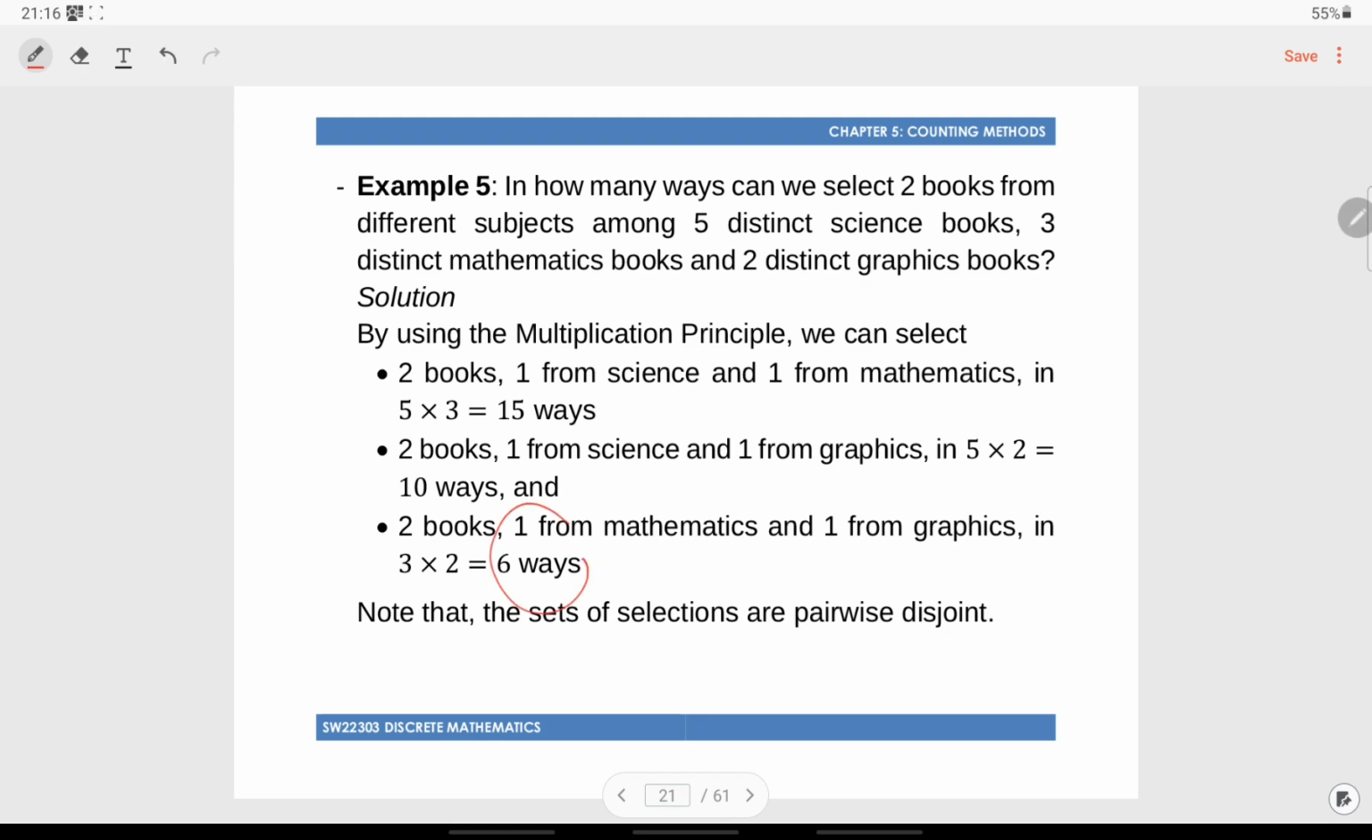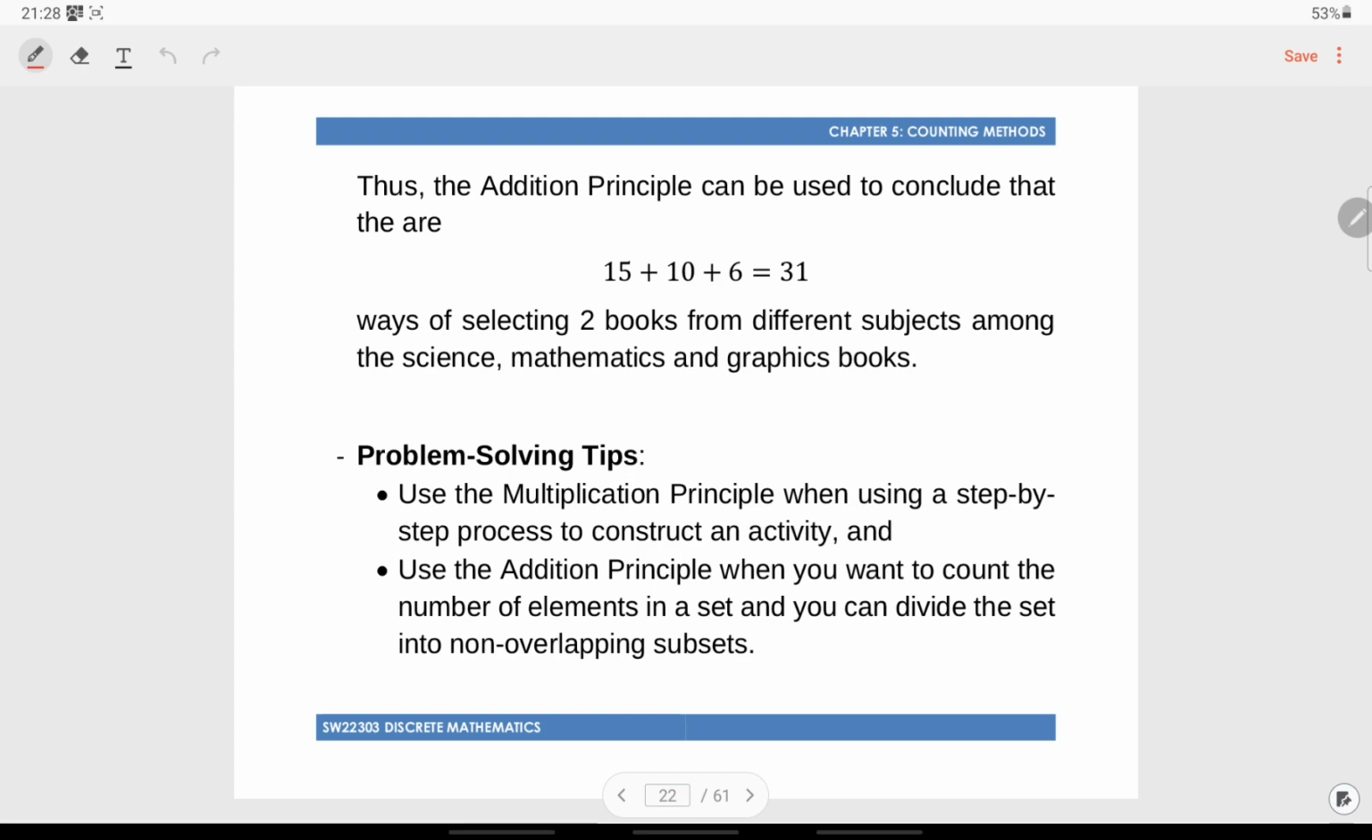Note that the sets of selections are pairwise disjoint. There is no common element among these 3 sets. So because we have 3 disjoint sets, we can use the addition principle to add up all these 3 combinations, and finally we have 31 different ways to select two books from different subjects among science, mathematics, and graphics books.